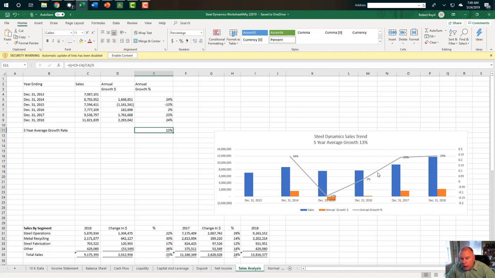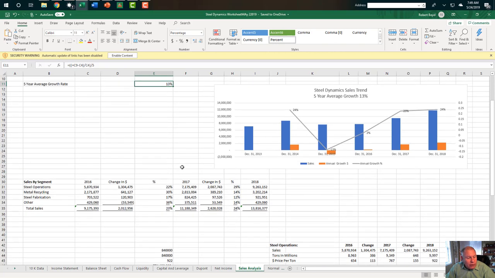We then come over here and I created this graph to visually show you what's happening with their sales. What we can see is 2015 wasn't really a good year for them, and then it popped back up. So we can visually see what's happened.